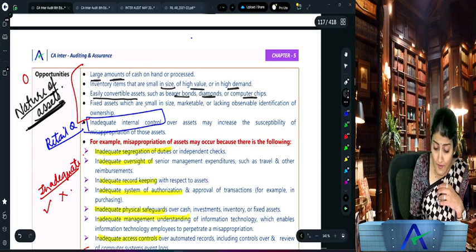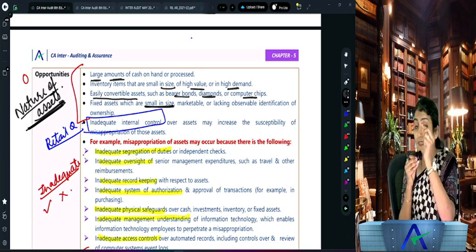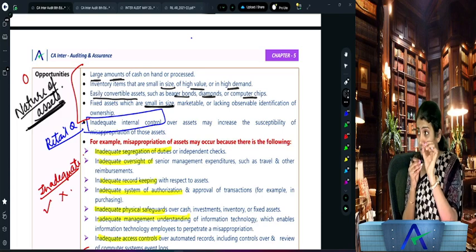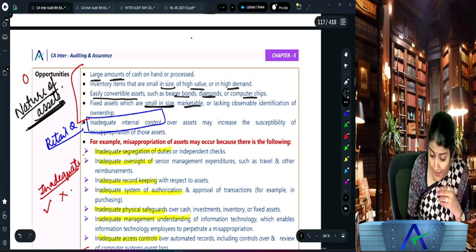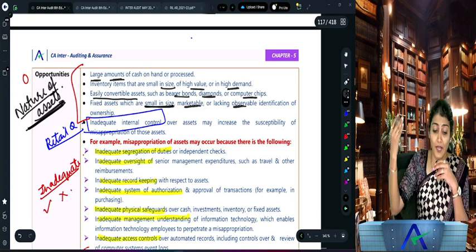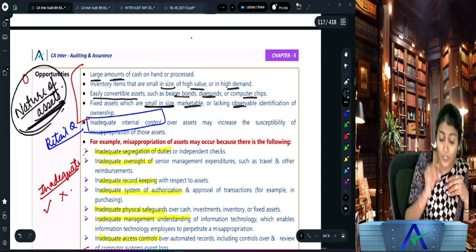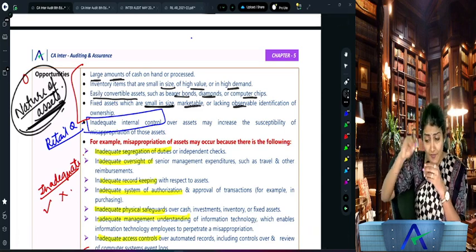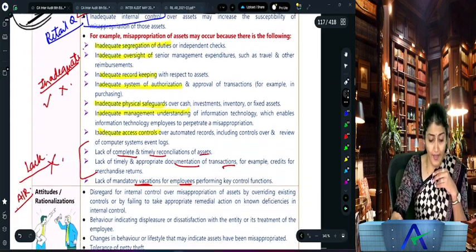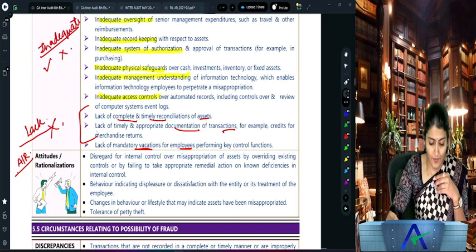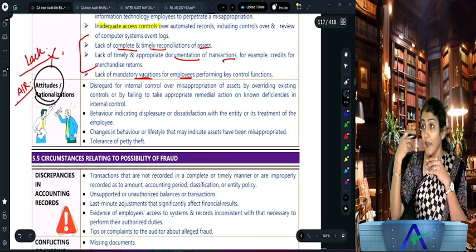Then fixed assets that are small in size, like these computer chips nowadays, which are put in the cars and the laptops and all of them. Those chips are so small in size. Right? And what does it say? Small in size, marketable, or which lack observable identification or ownership. Okay. So the nature of the asset is such that misappropriation can be done. Are you understanding that? And then you have inadequate controls or the lack of control. And again over here, the attitude or the rationalization.